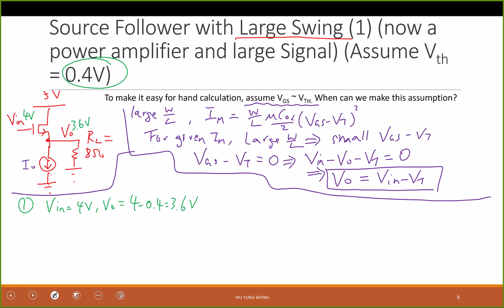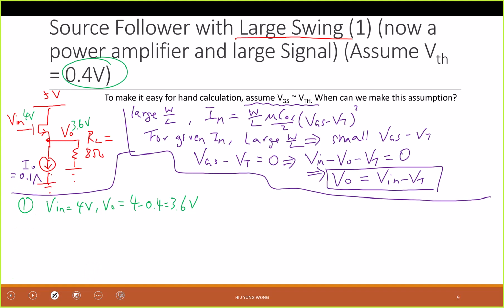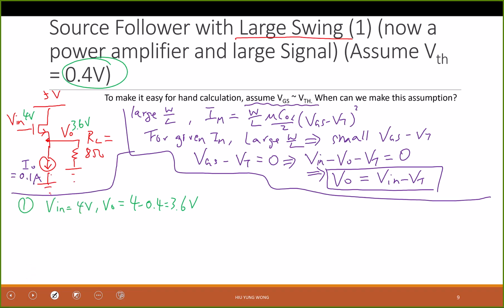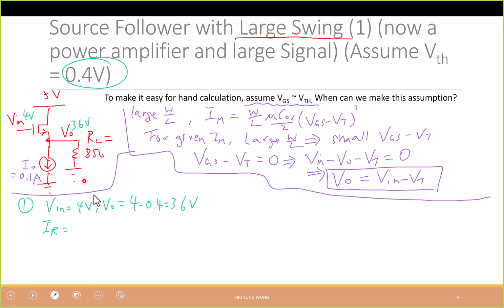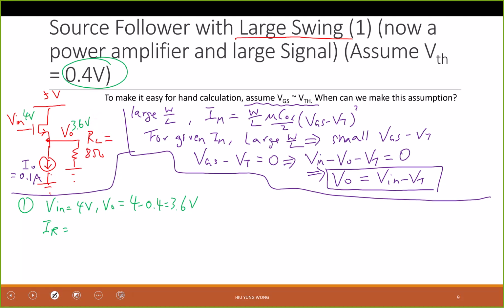I forgot to say that we assume the current source is 0.1 ampere. Because I set it up, it's my choice. What is the current going through the resistor in this case? Just very simple Ohm's law. You have a current going down, right? What is that? 3.6 minus 0 divided by 8, right? You may wonder why minus 0? Because that helped me to find a mistake.